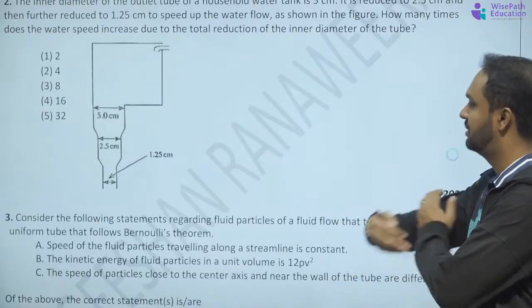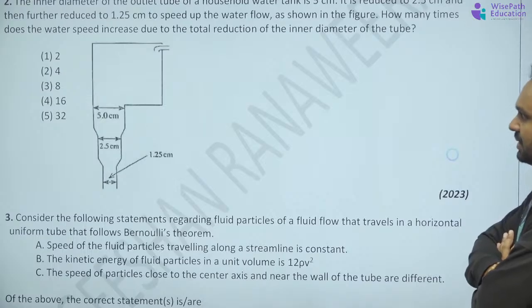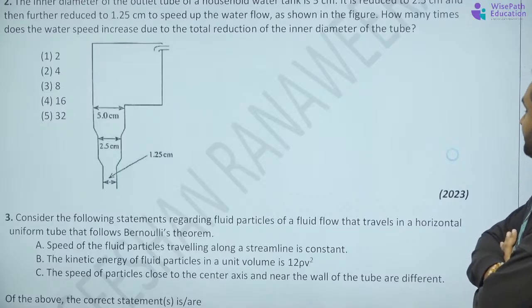The second one is actually, of course, fluid mechanics, and it's the continuity equation, I hope, because the tube is narrowing down, right? The inner diameter of the outlet tube of a household water tank is 5 centimeters, right? So the inlet is 5 centimeters. It is reduced to 2.5 centimeters and then further reduced to 1.25 centimeters to speed up the water flow as shown in the figure. How many times does the water speed increase due to the total reduction of the inner diameter of the tube?